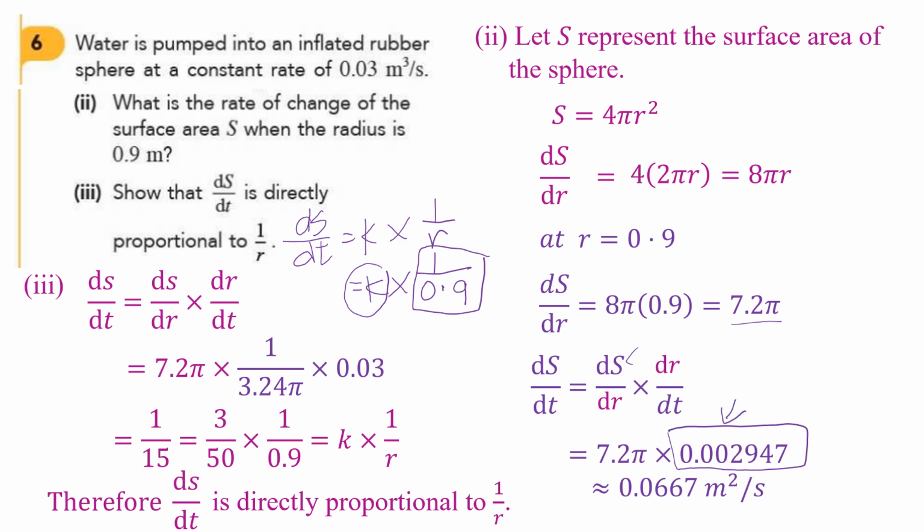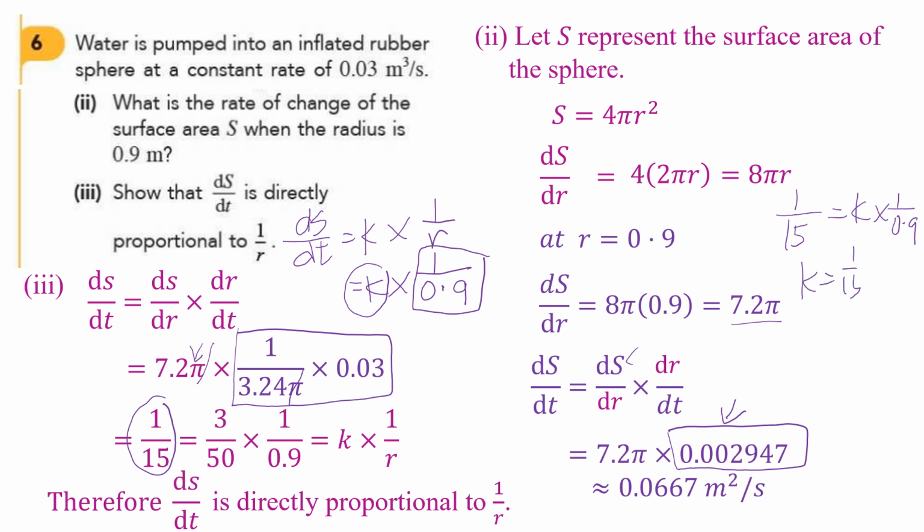Because I want to get rid of my pi here. So I need to leave the dr over dt as the raw form that I had earlier on in part 2, so that this and this cancel off, and I will work out to get a rational number, 1 over 15. So that means my 1 over 15 is equals to k times 1 over 0.9. So my k is 1 over 15 divided by 1 over 0.9. And that gives you 3 over 50. That explains how I get this 3 over 50 here.